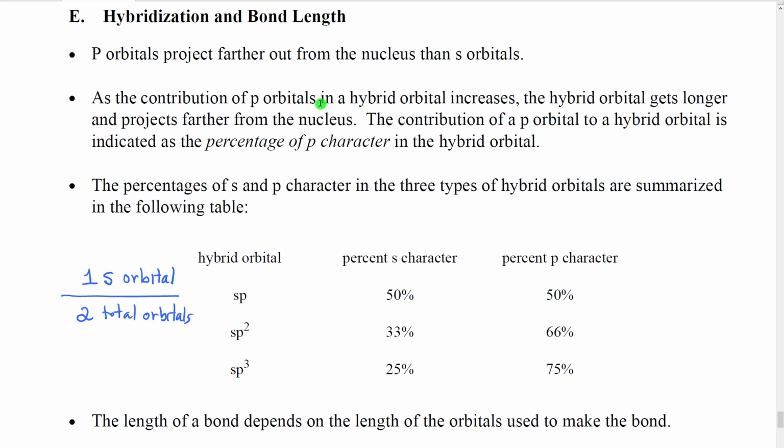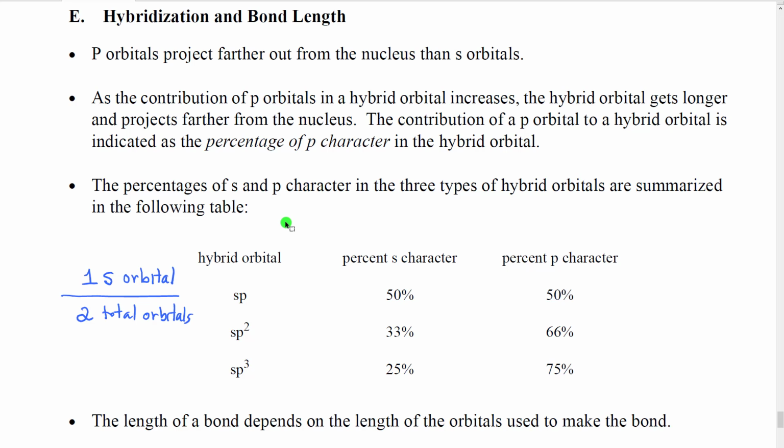In other words, we're taking an s orbital and one p orbital, or maybe an s orbital and two p orbitals. The larger number of p orbitals that we include in that hybrid, in the math that we use to make the hybrid, the more p character, the more that hybrid orbital is going to start to look like a p orbital instead of an s orbital.